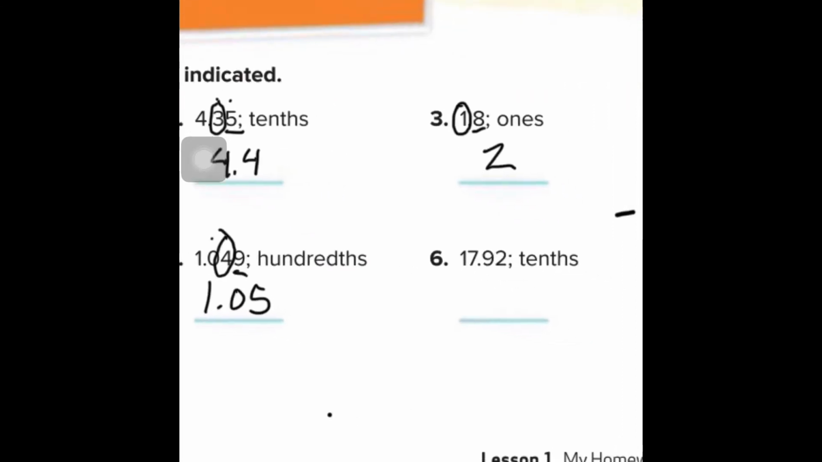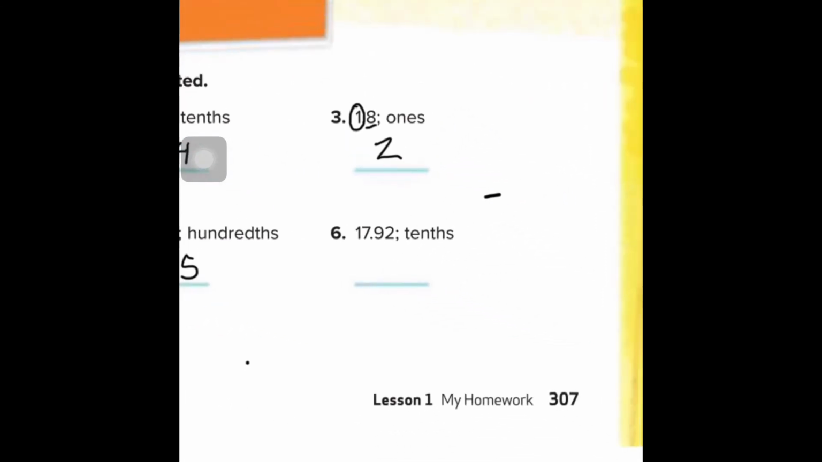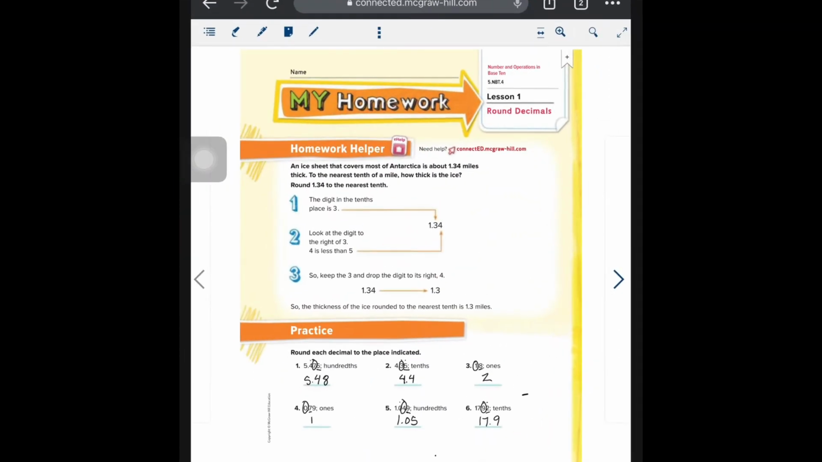5 hundredths. Number 6, we are rounding the tenths category. Tenths, hundredths. Tenths is right there. That's going to determine what happens to that 9. It is below 5, so we're going to keep it at 17.9. All right, join me on the next page.